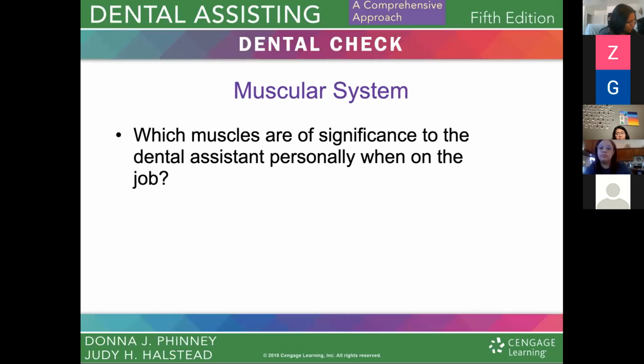All right, who can tell me which muscles are of significant importance to the dental assistant personally when on the job? What muscles do we use when we're on the job?